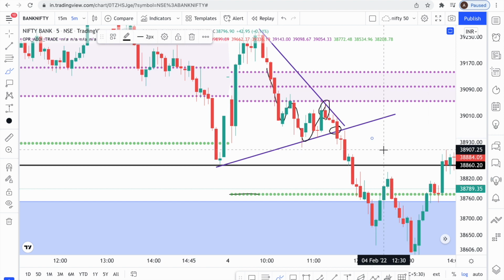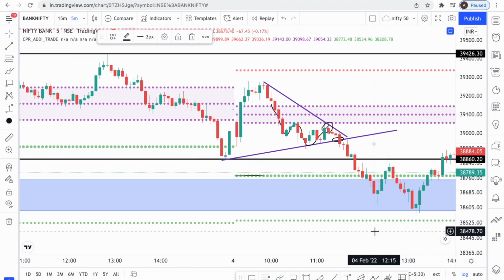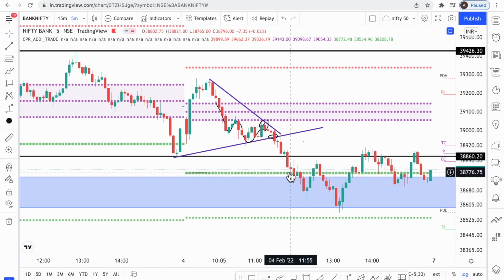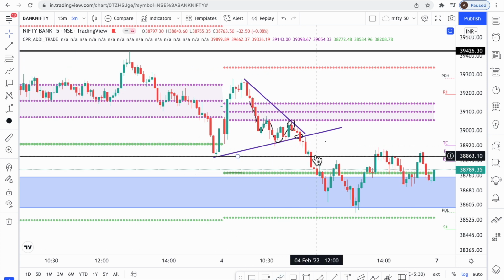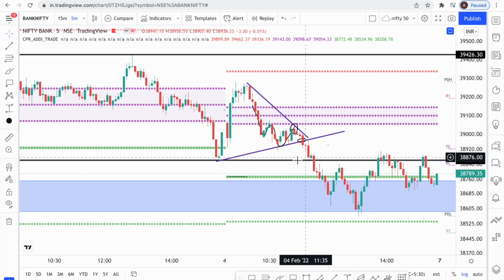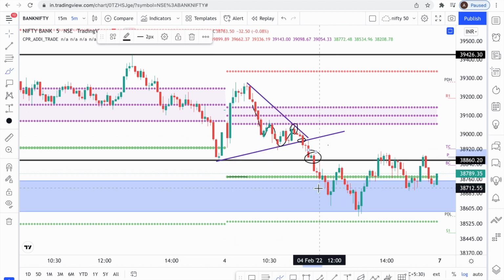So the green dotted line that you see was S2. Before that, most importantly, what convinced me to stay in the trade is the previous day low. The black line is the previous day low. This previous day low broke, so I was convinced we'll hit S1. The moment S1 hit and we started breaking down, I was convinced this gap will get filled.